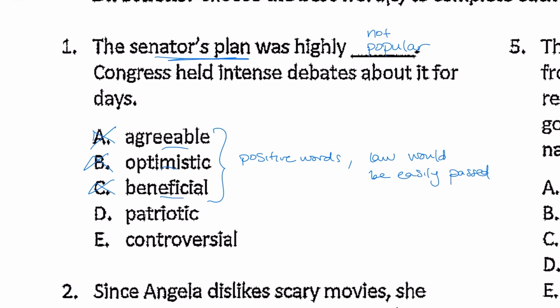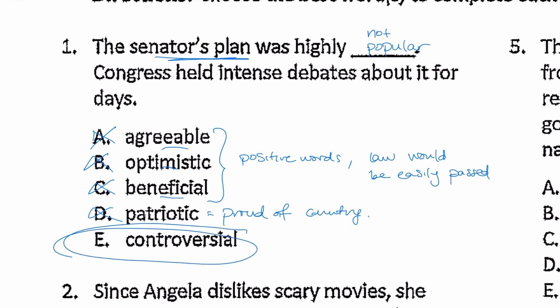Now choice D has the word patriotic, and patriotic just means you're proud of your country. And here that, again, it's not really what we're looking for. Again, we're looking for something that was not popular. So the best answer would be choice E. And controversial means that there's some people who really like it, other people don't really like it. So it's already contentious. So controversial means contentious.